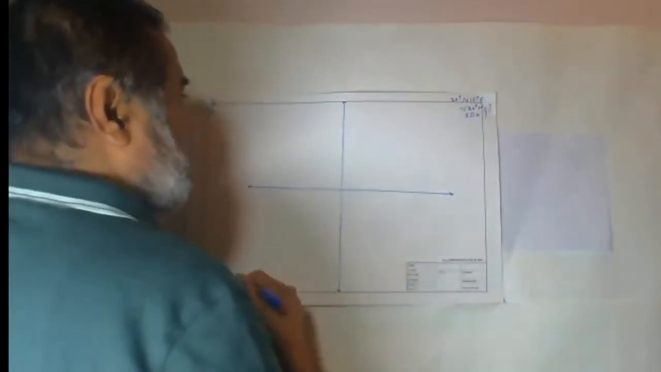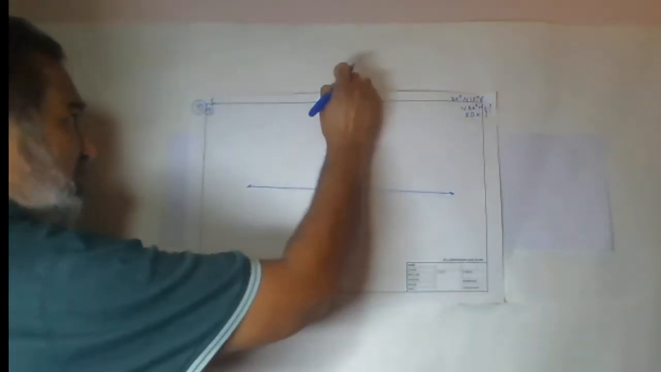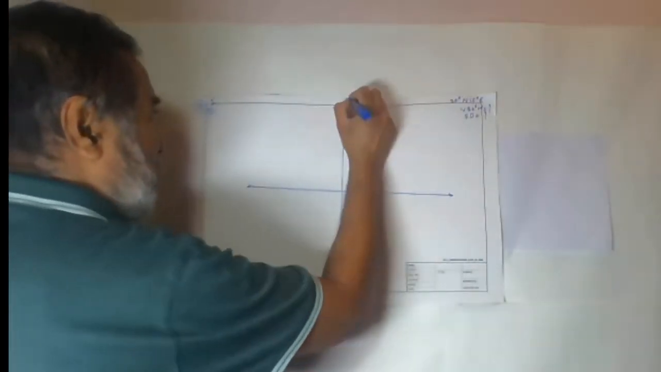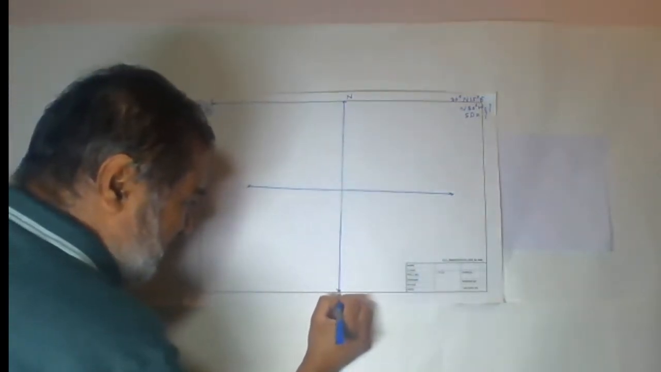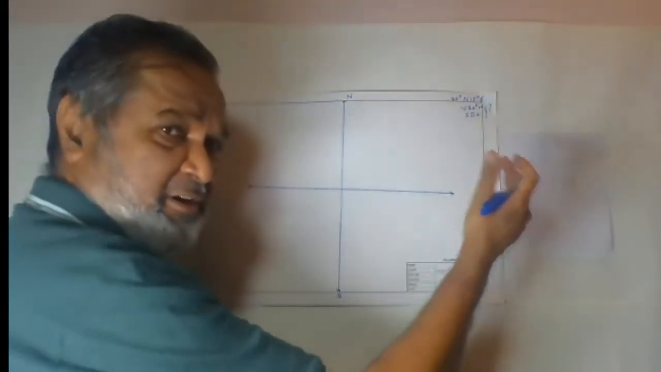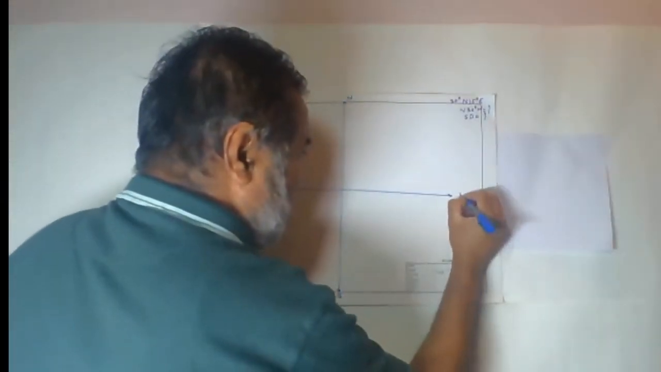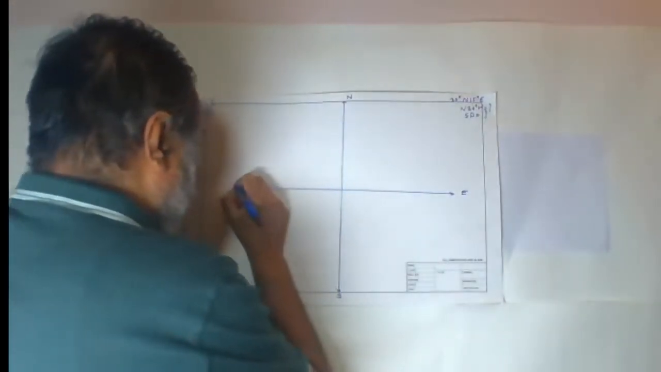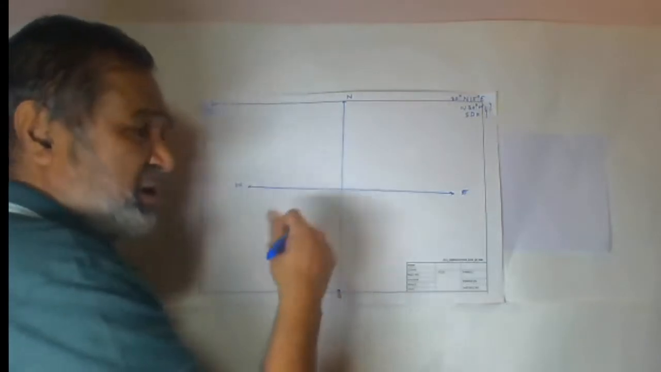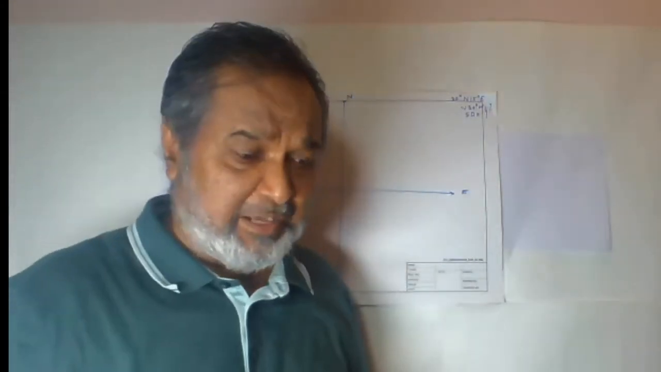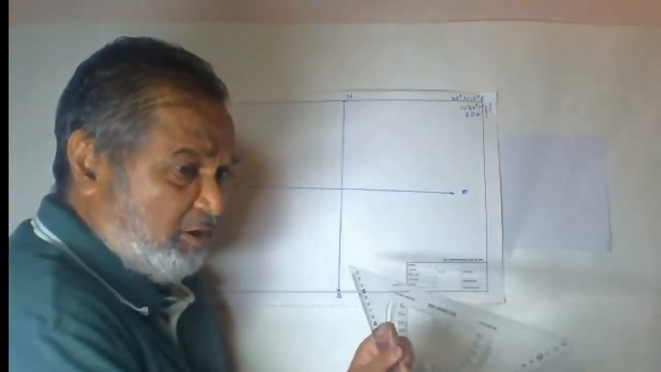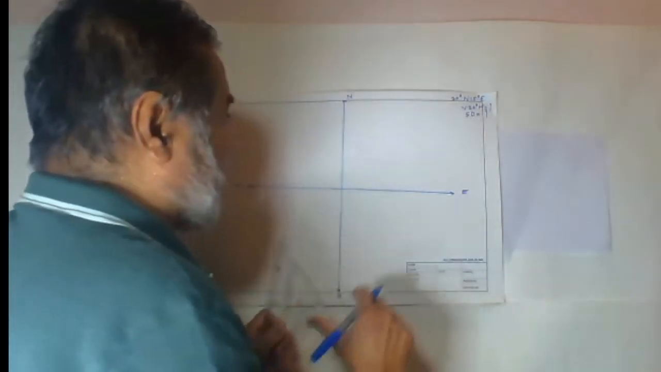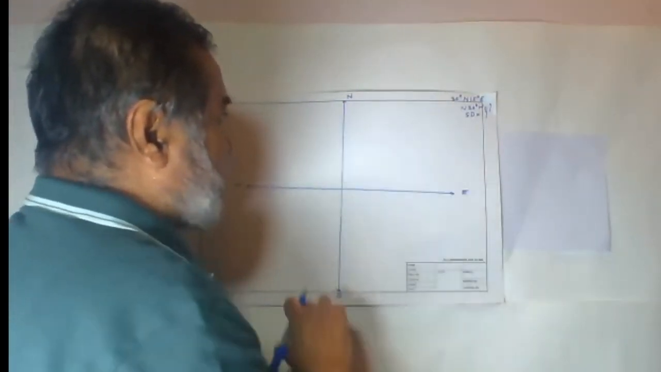Now what are these directions? The top of the space is always denoted as north and the bottom as south. The right hand side is east and the left hand side is west. So north, south, east, west have been plotted. The next one: the sandstone bed is dipping 30 degrees along north 15 degrees east.